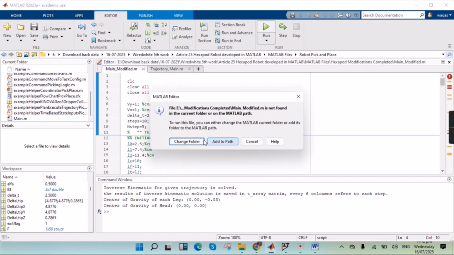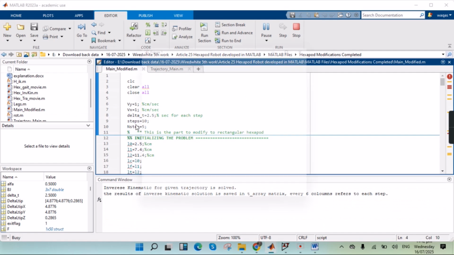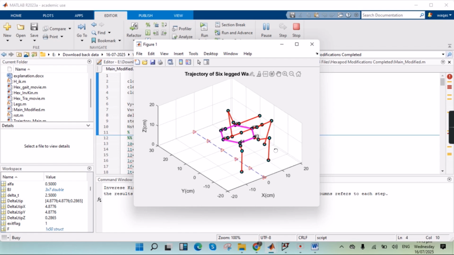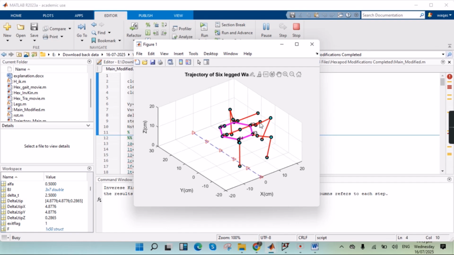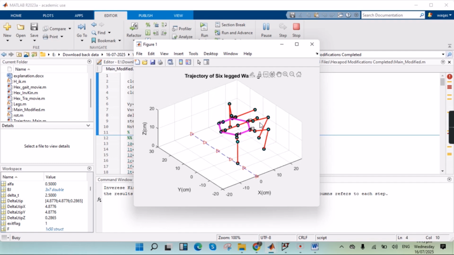First of all, let me run this circuit first. See, only four legs are working and two legs are closed. These two legs are closed and only four legs are working, like this: 1, 2, 3, 4. Basically, this is a six-leg robot.